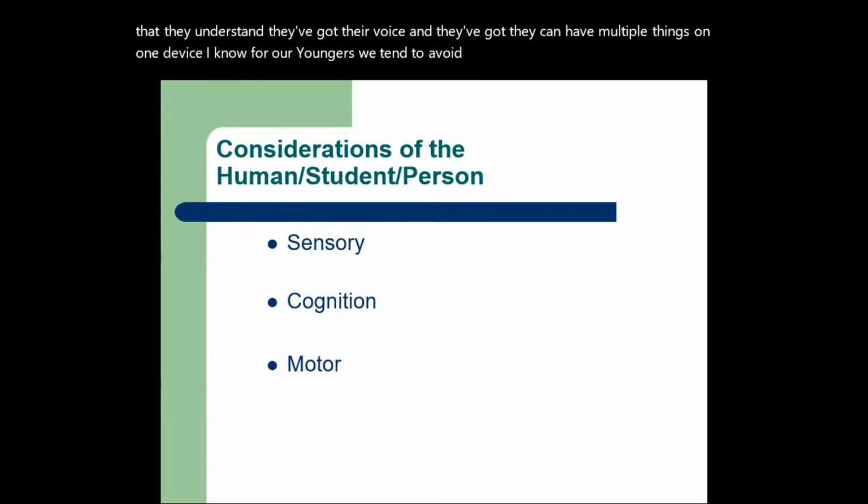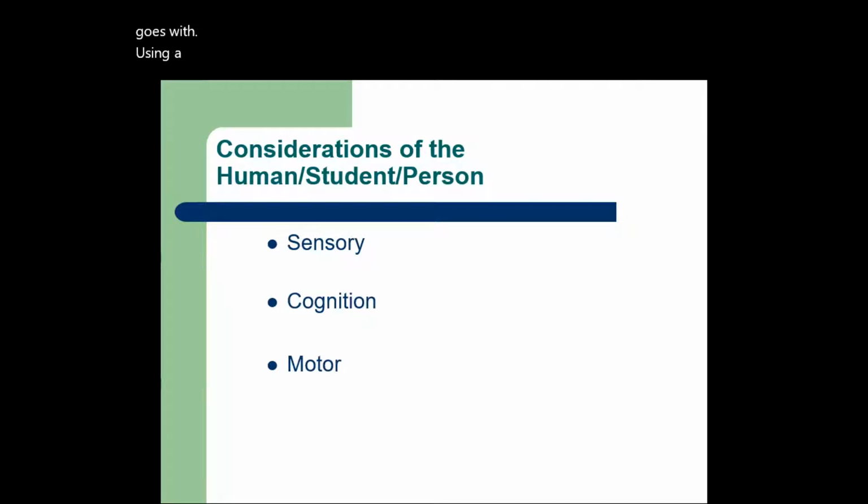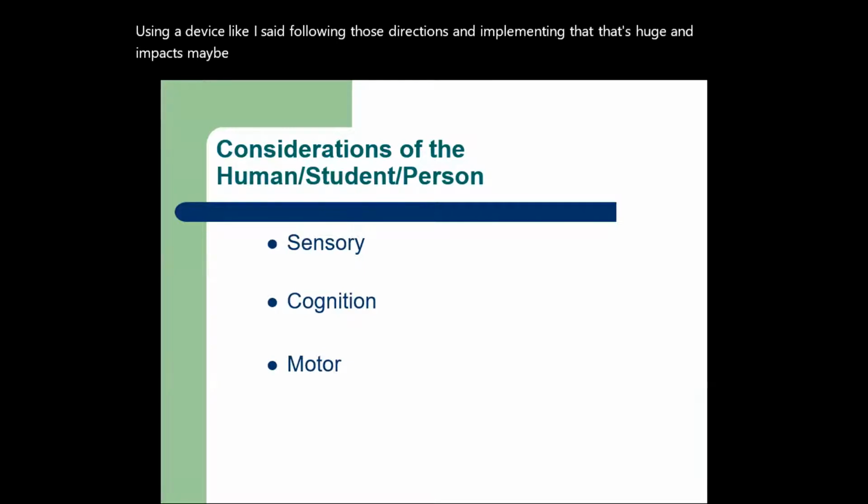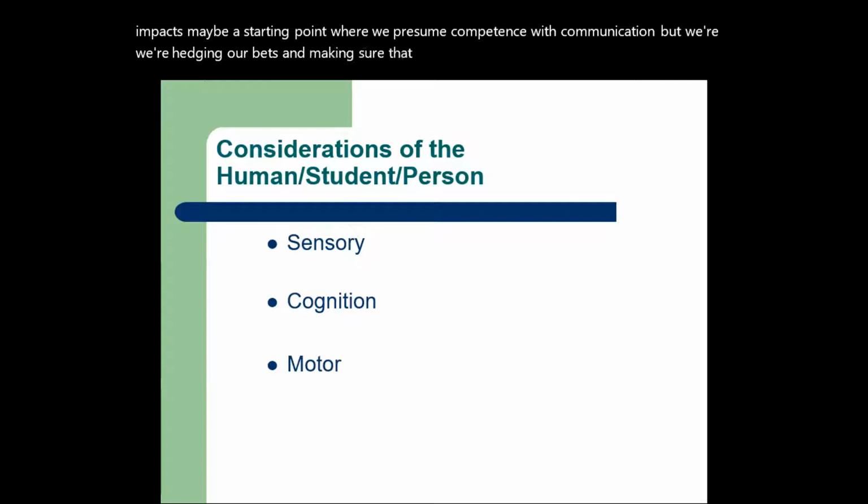But the cognition that goes with using a device, like I said, following those directions and implementing, that's huge, and impacts maybe a starting point where we presume competence with communication, but we're hedging our bets and making sure that our cognitive expectations are in line with what we think the person is able to do.